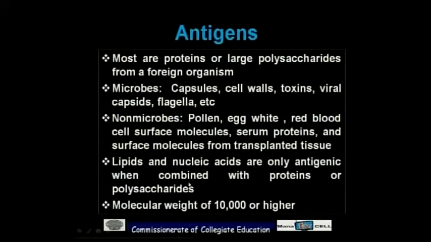For a molecule of a microbial product or constituent to act as an antigen, it should have a molecular weight of above 10,000 Daltons. Antigens are nothing but parts of the microorganism, parts of the pathogen, constituents of the pathogen. For example, you can take the cell wall or capsule.